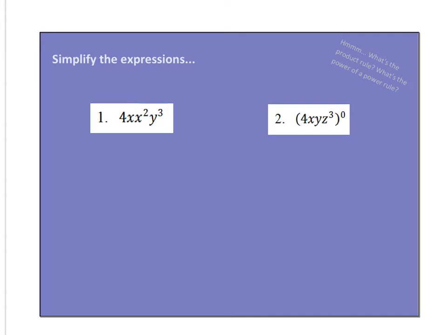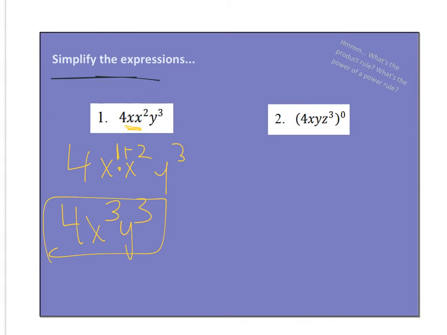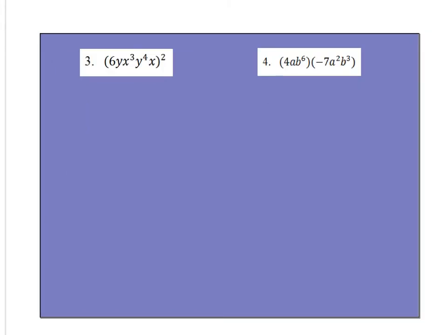So here, simplifying the expressions means putting things together. This 4 doesn't go with anything. But x is like x to the 1 times x squared y cubed. So here I'm multiplying, so I add the exponents. So that's going to be 4x to the 3rd, y to the 3rd. A lot of kids like to screw that up. Number 2, anything raised to the 0 power, I don't care how big it is, is always going to be 1.